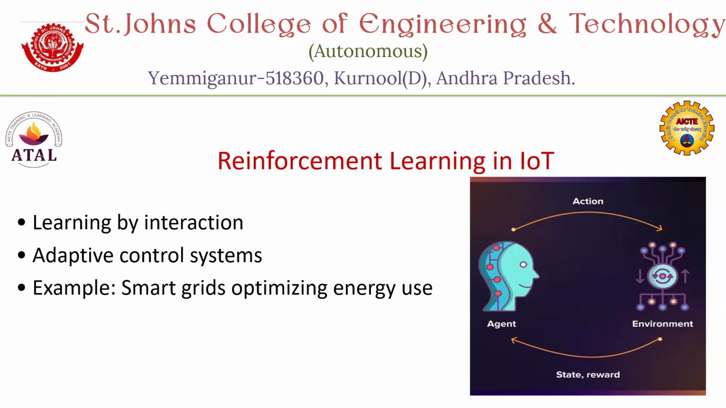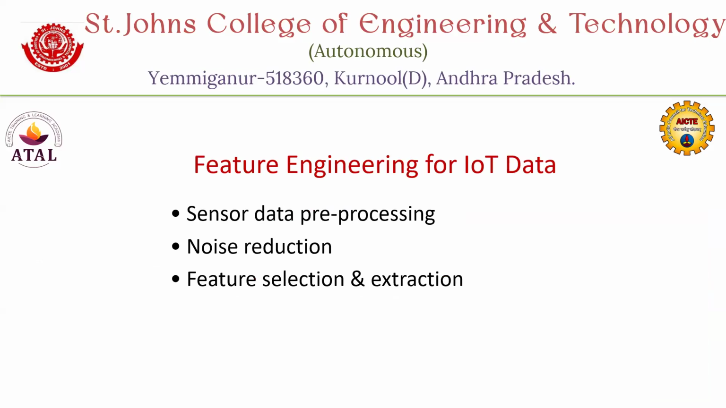Similarly, in the same fashion, in reinforcement learning, the learning is done by interaction. So reinforcement learning mainly allows IoT systems to adapt dynamically. For example, smart thermostats adjust the room temperature based on user feedback. Reinforcement algorithms play a vital role in IoT devices as adaptive control systems. So these are the 3 algorithms that we generally discuss in machine learning.